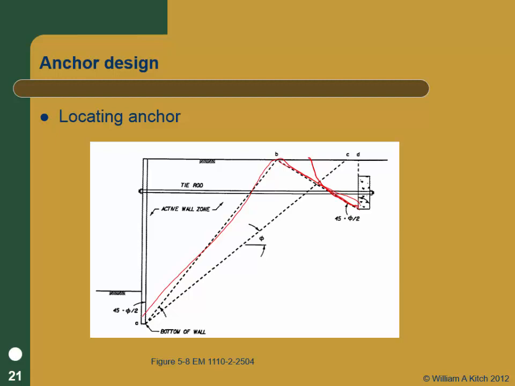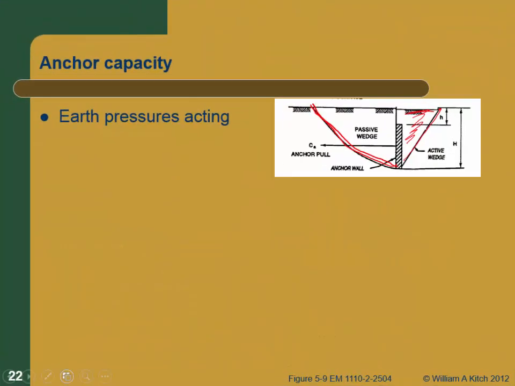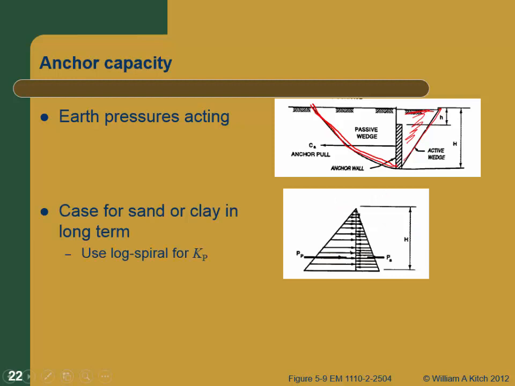So you don't need to add a factor. If you've got this check here, you don't need to put a factor of safety on it because this passive wedge isn't going to go that far. It's going to curve up like this. Okay, so these are the forces acting on the wall. In the case of sand, or clay for the long term, where you've got c equals 0 conditions, then you just have passive pressure on the front side and active pressure on the back side.